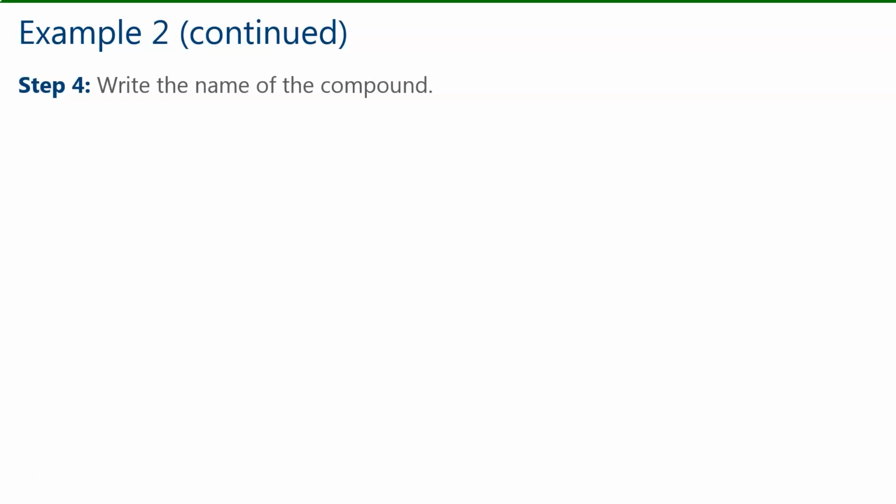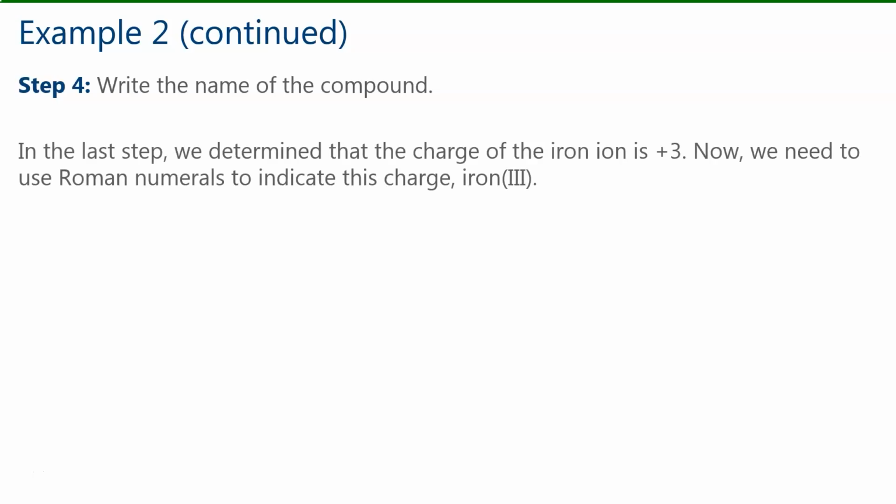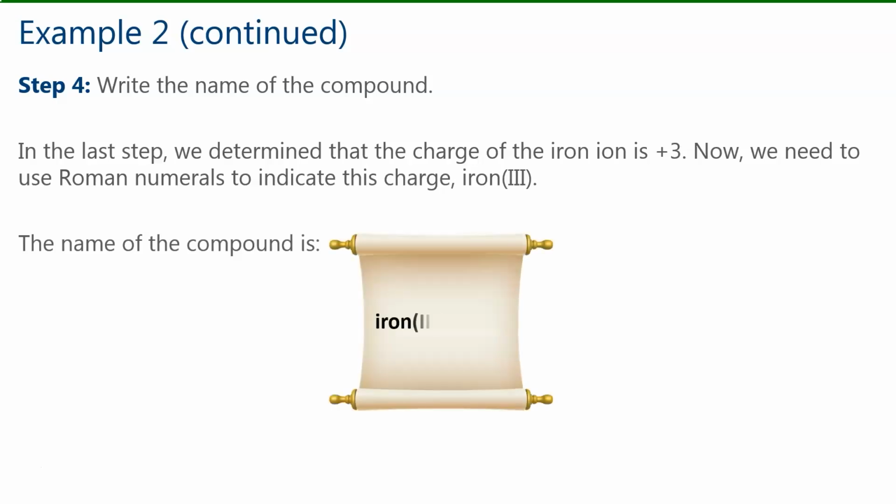Now we're going to write the name of the compound. In the last step, we determined that the charge of the iron ion is +3. Now we need to use Roman numerals to indicate this charge. So we write iron and in brackets our Roman numerals to indicate 3. The name of the entire compound is iron(III) oxide.